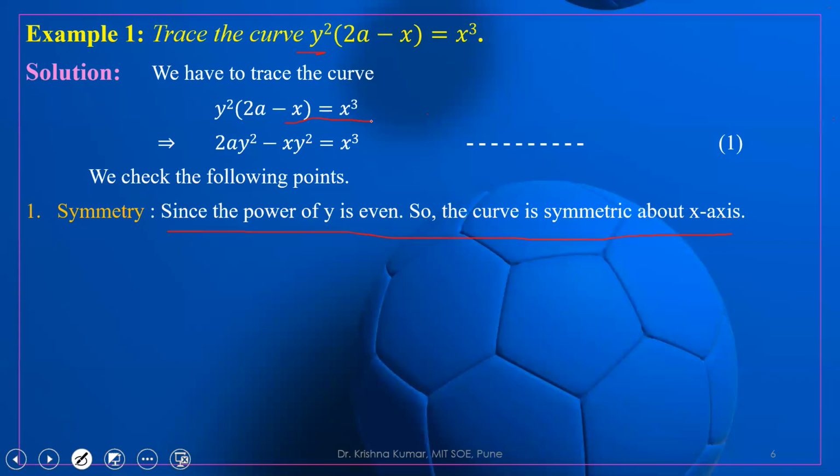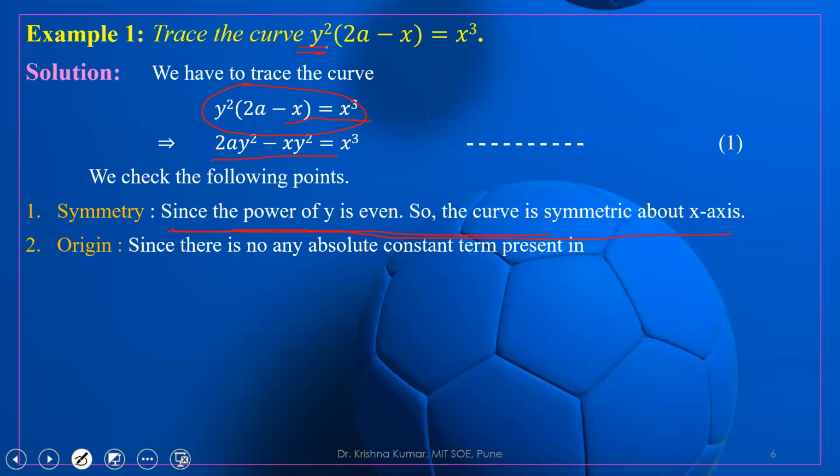Correct? If we replace x by minus x and y by minus y, the equation of the curve will change. It is not symmetric about the opposite quadrant. If we replace x by y and y by x, the equation of the curve will change, so it is not symmetric about the line y equal to x. If we replace x by minus y and y by minus x, the equation will also change, so it is not symmetric about the line y equal to minus x. We check all the symmetries, but we only write down the symmetry that holds. So here there is only one symmetry: since the power of y is even, the curve is symmetric about the x-axis. Correct? And there is no other symmetry.